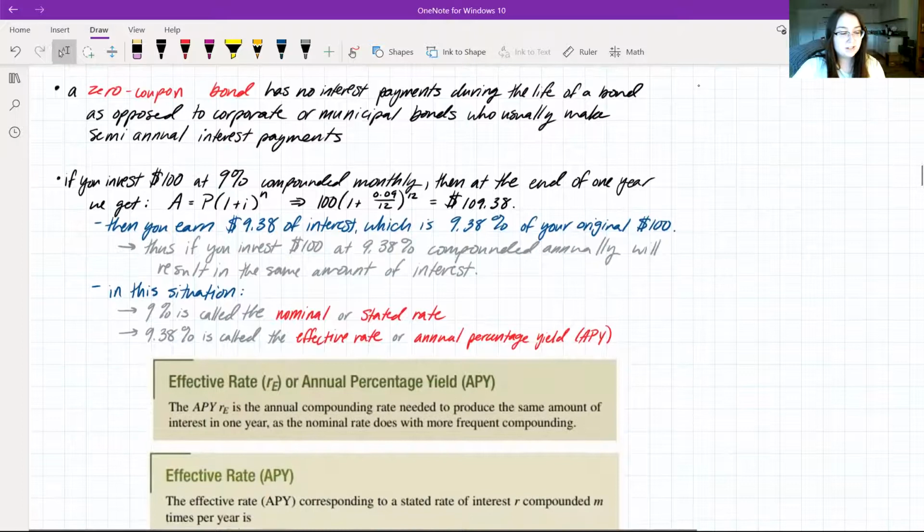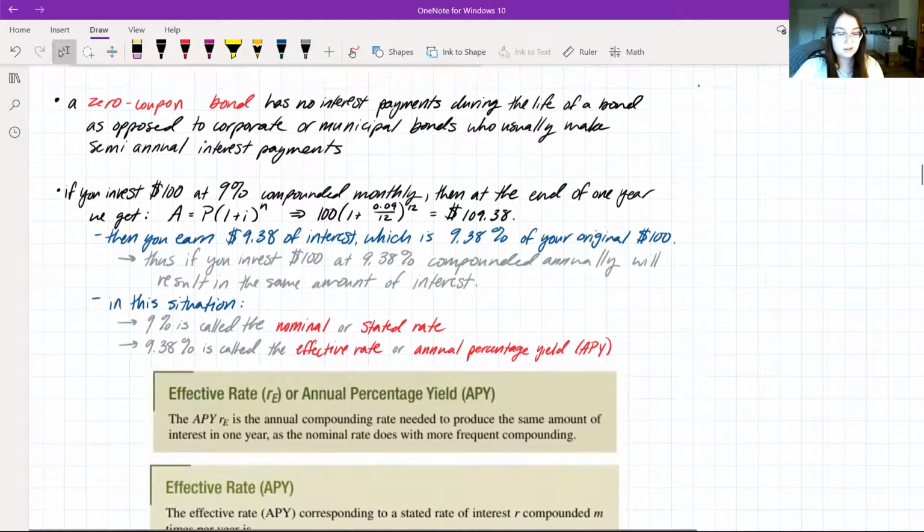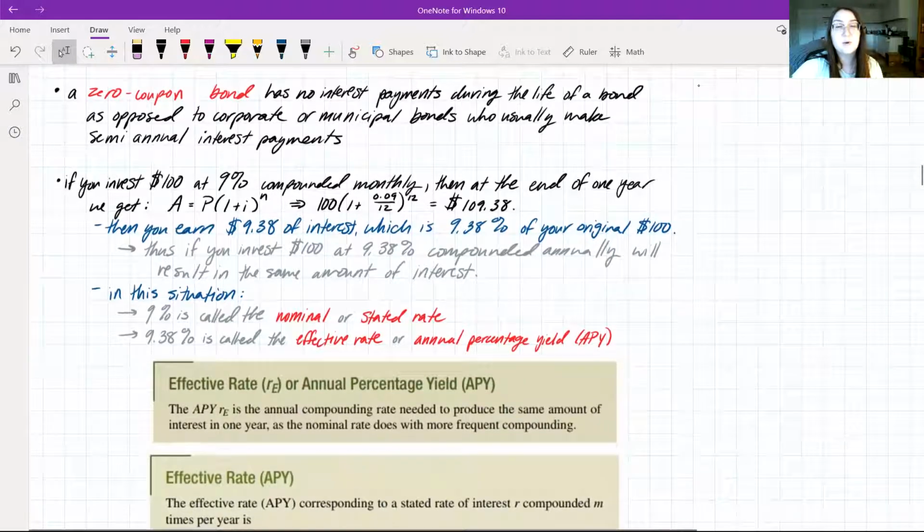Then we can move on to talk about a zero coupon bond. It has no interest payments during the life of the bond, as opposed to corporate or municipal bonds, which usually make semi-annual interest payments. So a zero coupon bond makes no interest payments during the life of the bond.